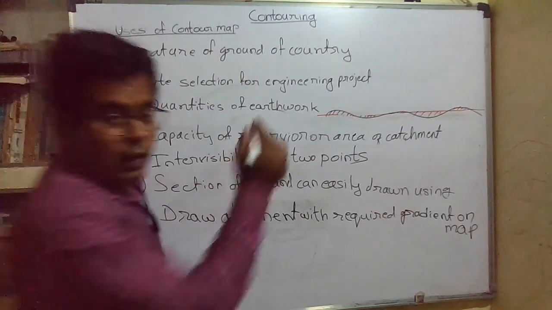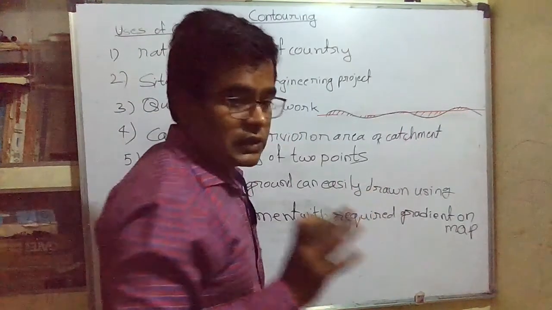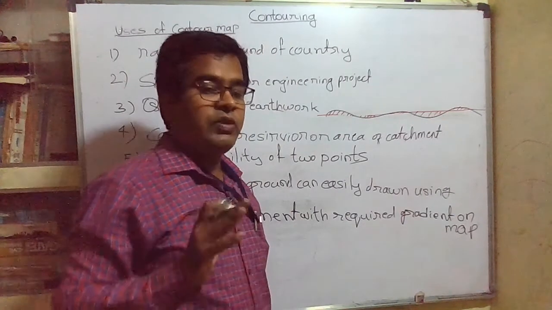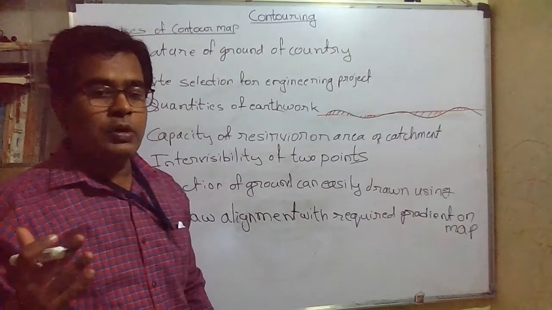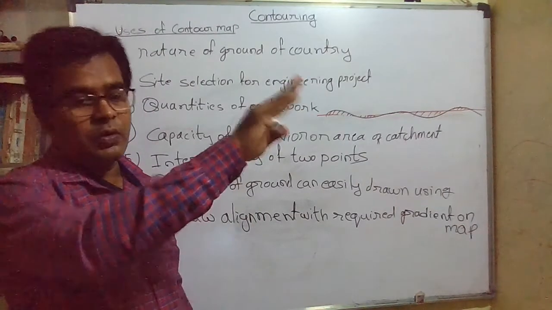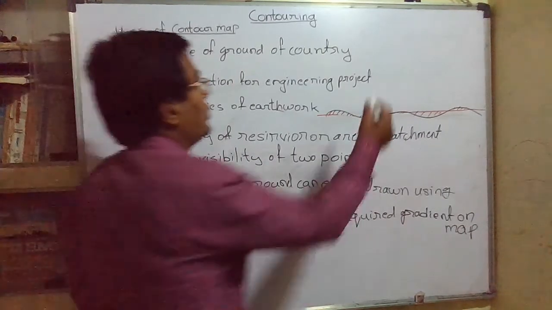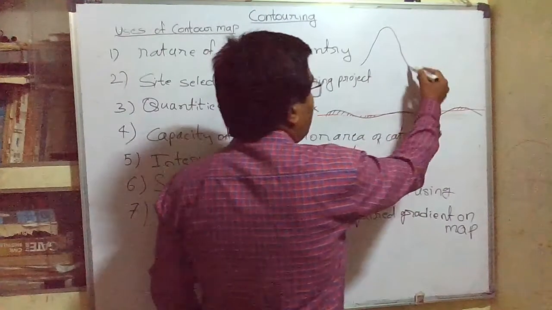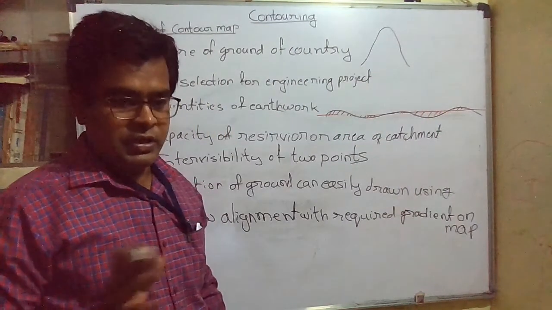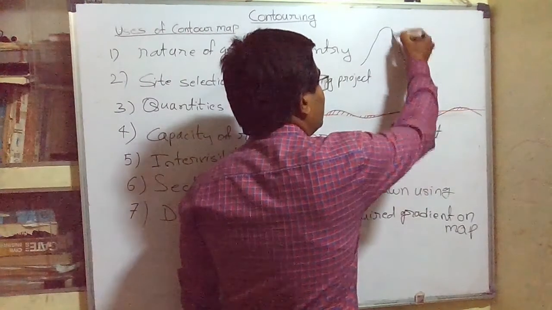Suppose we have to select the section of a road along some hilly portion, with which gradient should that road go? Gradient may be steep, there may be rising ground, or there may be sloping ground. Suppose this is a hill, and we have to construct one road on this hill. Have you ever seen alignment given like this? This is our road.